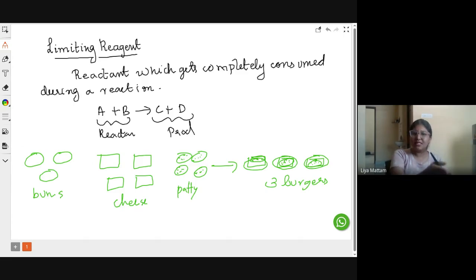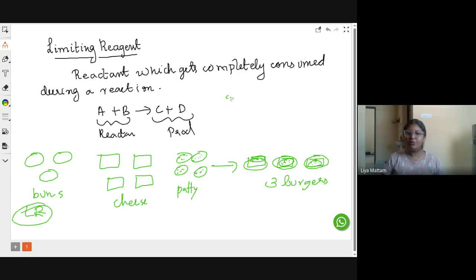So here the bun decides the amount of burgers formed, because the bun is getting finished. Even though 1 cheese slice and 1 patty is left, the bun is not there, so how will I make the burger? So here, the bun is our limiting reagent. The reactant that gets completely consumed during a reaction is called the limiting reagent. And who decides the amount of burger formed here? The bun decides the amount of burger formed.